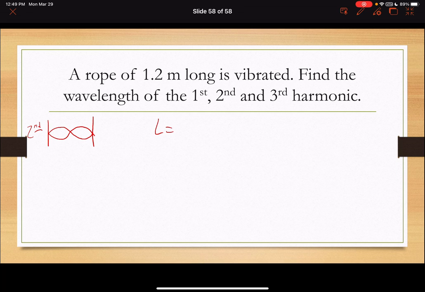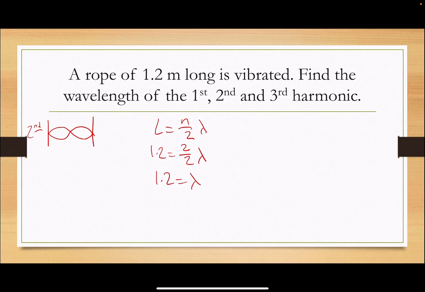And so if we use the equation, then that means 1.2 is equal to 2 over 2 wavelength, because it's our second harmonic, so we plug in 2 there for n. And so we're just saying that 1.2 is equal to a wavelength. And so the first harmonic was equal to 2.4, and the second harmonic is equal to 1.2. And let's do the third one.